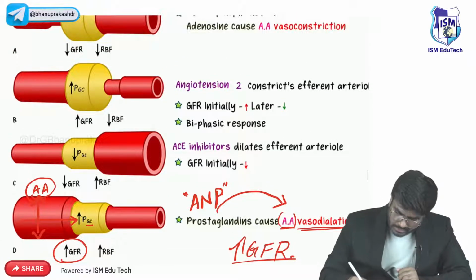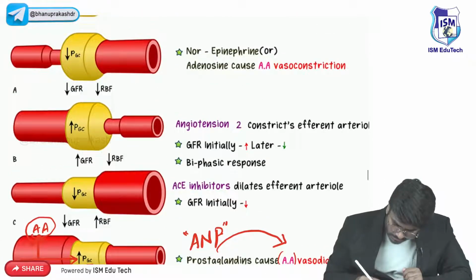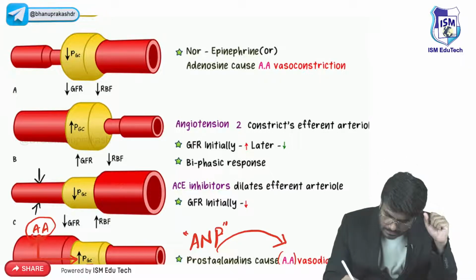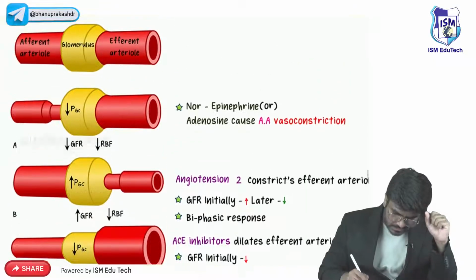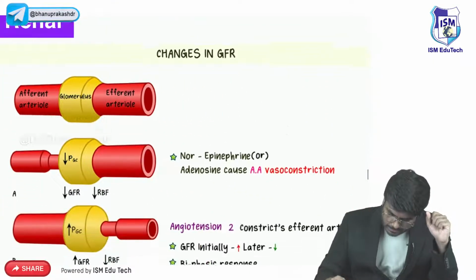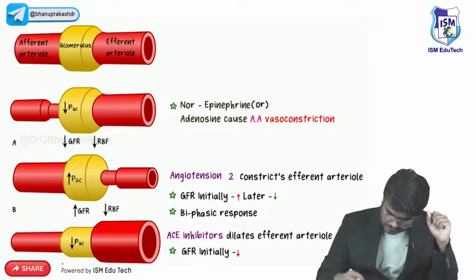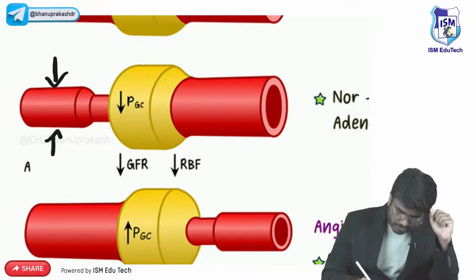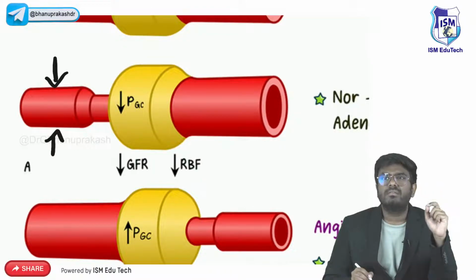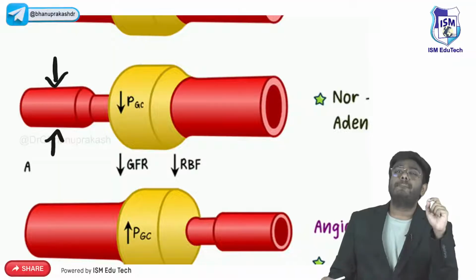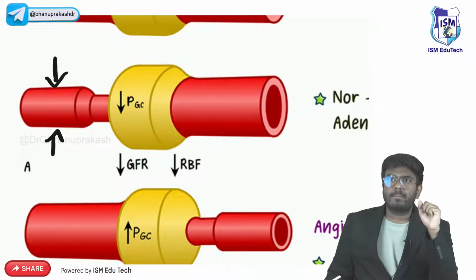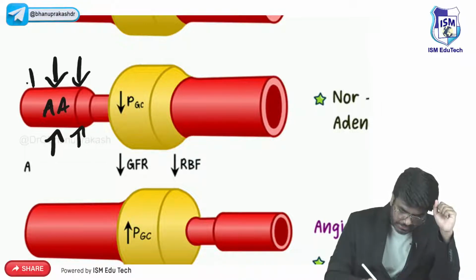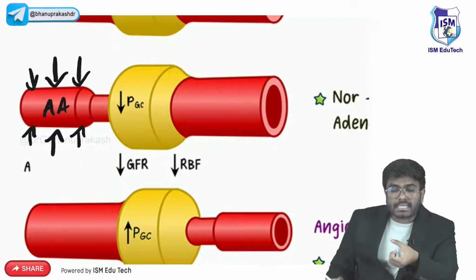Now, look here, guys. Look here and tell me what exactly is happening over here. This is the afferent arteriole. Not this one, this one. Yeah, here. This is the afferent arteriole, right? Now it is getting constricted.